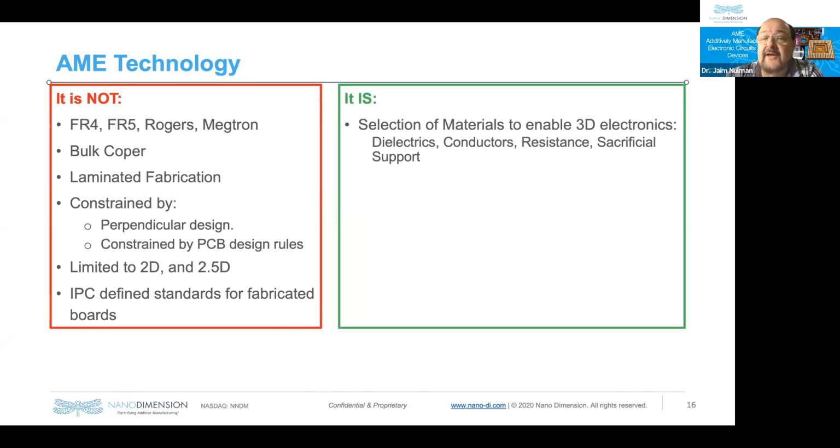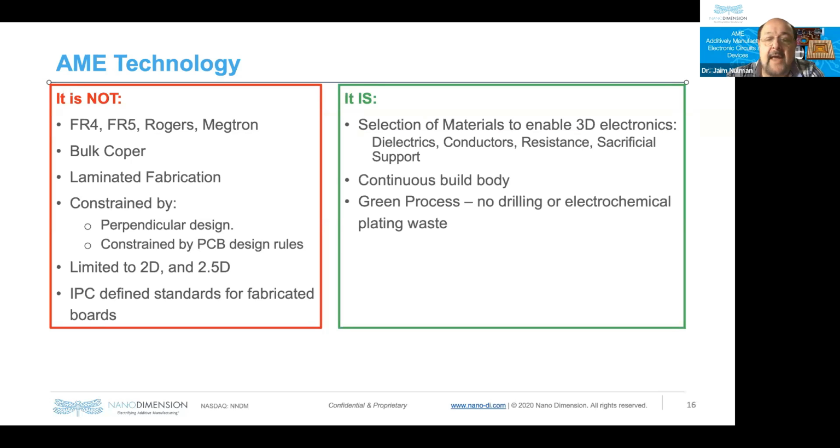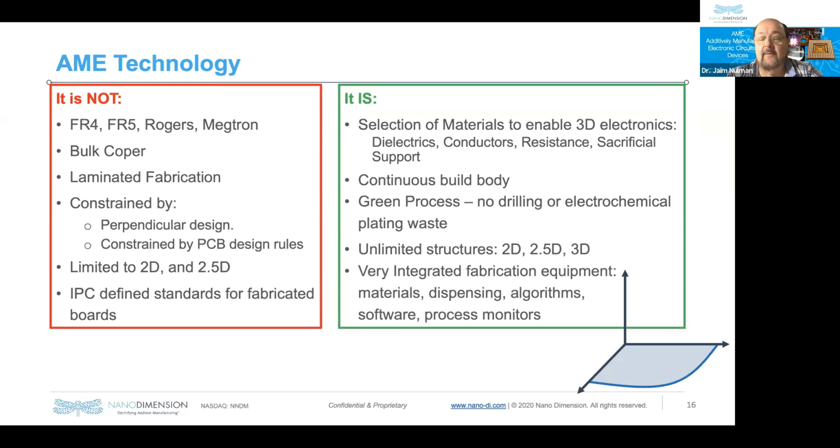The AME technology is a selection of materials to enable 3D electronics, including dielectrics, conductors, resistance, and sacrificial support, in a continuous build body, so it's a single body as opposed to lamination. It's a green process, with no drilling or electrochemical plating waste, and unlimited structures from 2D all the way to 3D, and we see some examples.